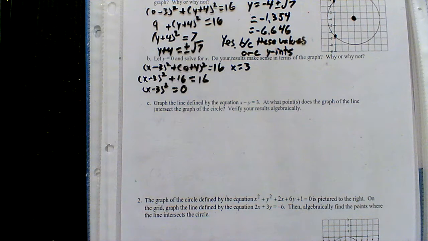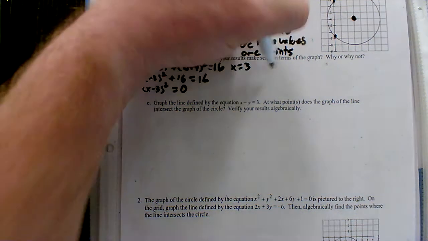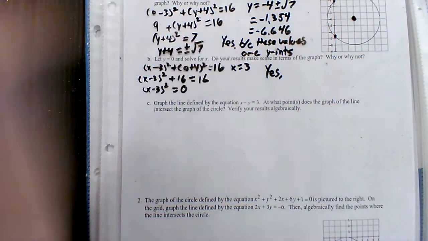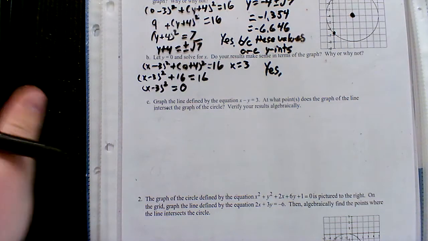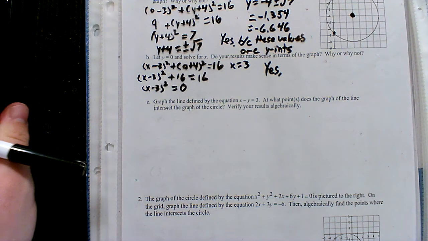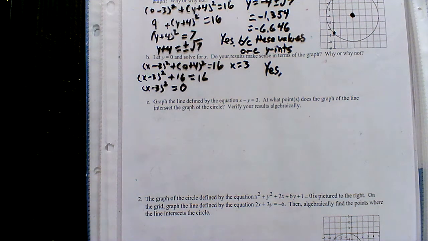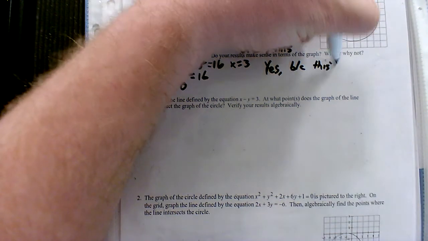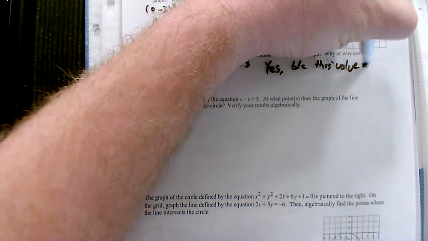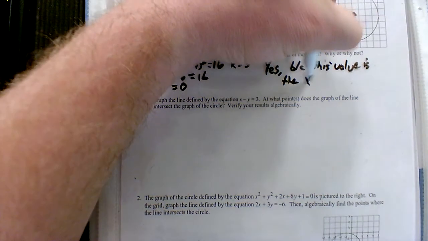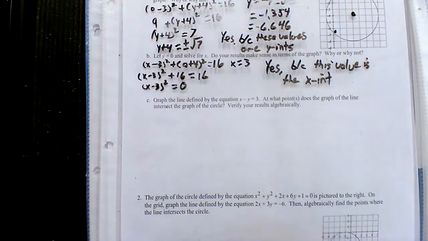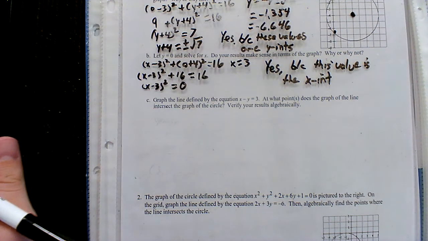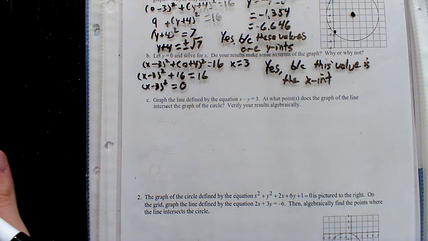So, first question, does it make sense? Yes, it makes sense. What is that value, though? We found the value of the x-intercept. Yes, because this value is the x-intercept. Very good. We're good with A and B then?